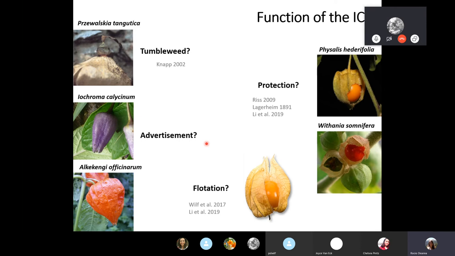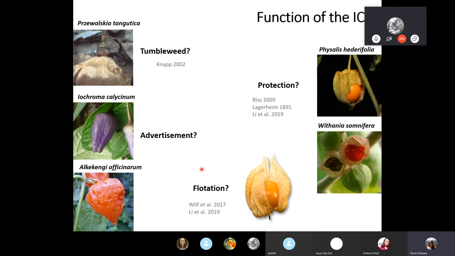On the other hand, it's very well known that the calyx has a protective function on the buds, and this could continue in the fruit, avoiding the fruit being eaten before it's mature. And about that, there is a lot of evidence now that the calyx provides a humid environment for the development of the berry, helping in dry environments like where most of the physalids live. There is also a flotation hypothesis, because the air that remains between the berry and the calyx can make the berry float and it could be dispersed by water.